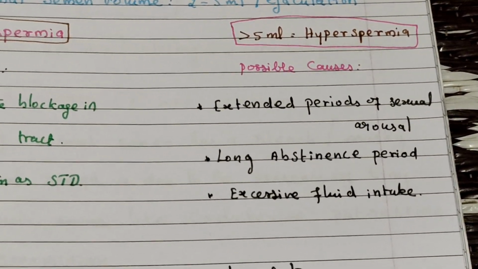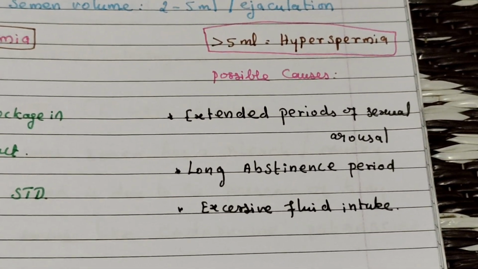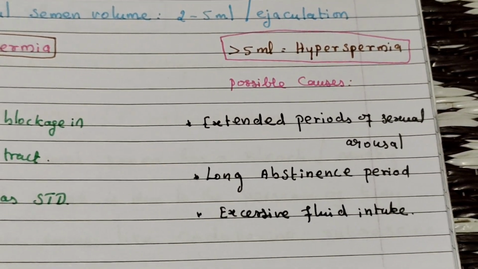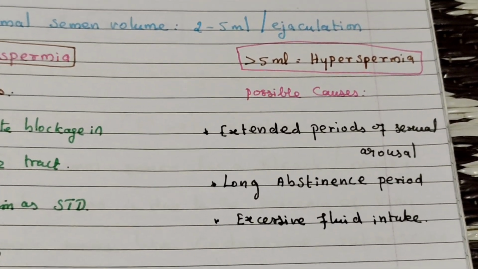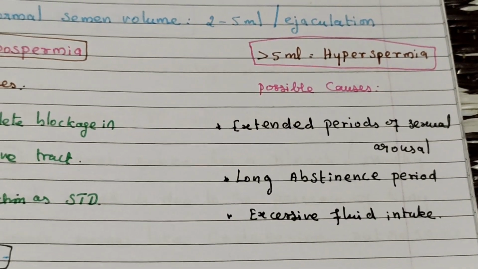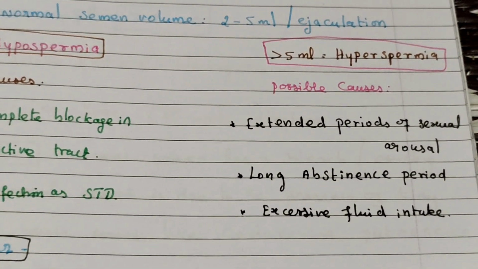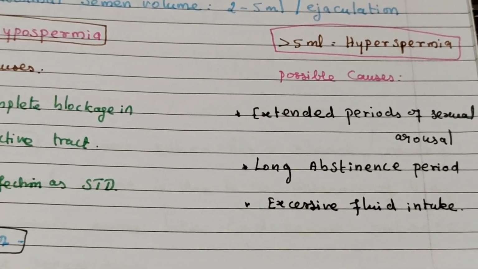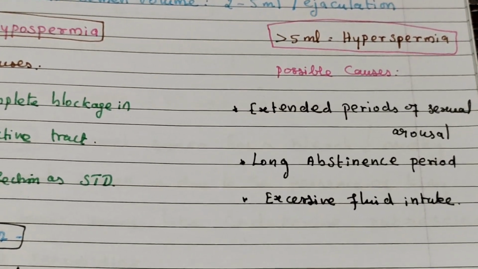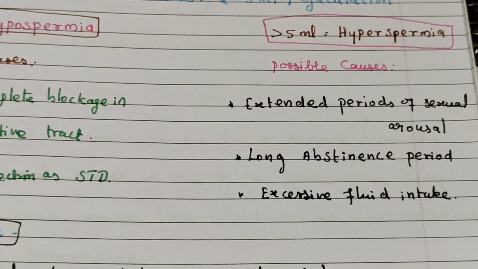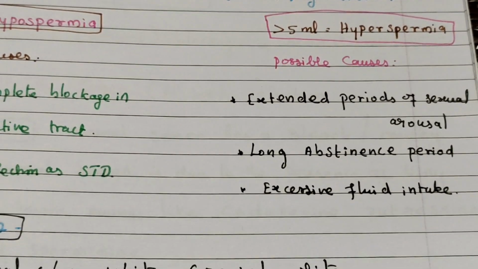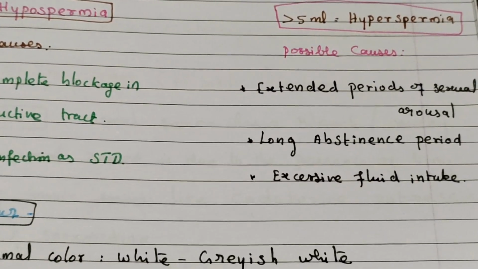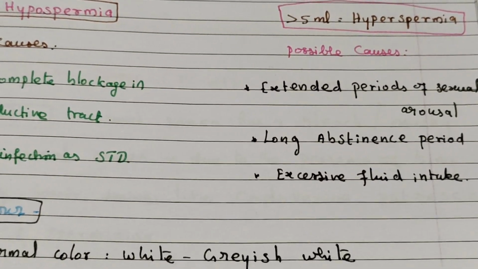High semen volume, also known as hyperspermia, can be caused by an extended period of sexual arousal and stimulation, a long abstinence period from sex, then masturbation, then excess intake of fluid.